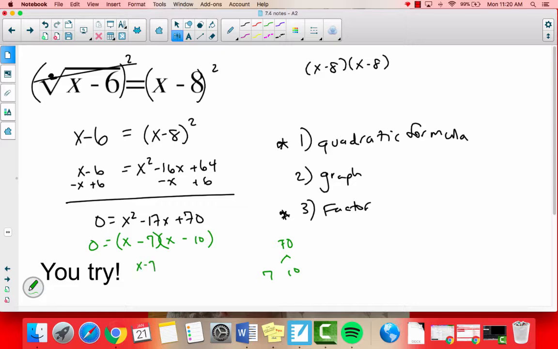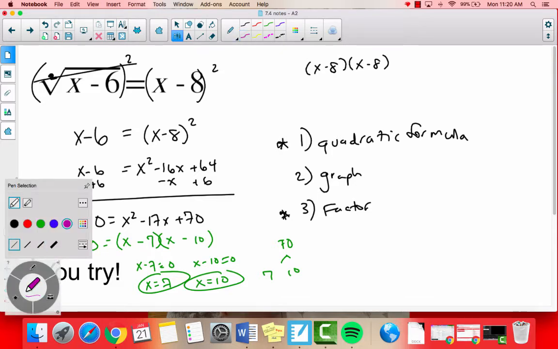So x minus 7 equals 0, and x minus 10 equals 0. And when we solve, we get x equals 7, and we get x equals positive 10. Now the key here, just like I've mentioned before, is you have to check your solutions. So when you check your answers, plug them back into the original and make sure they work.